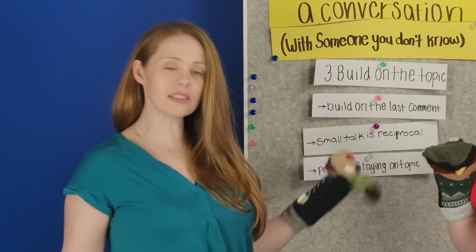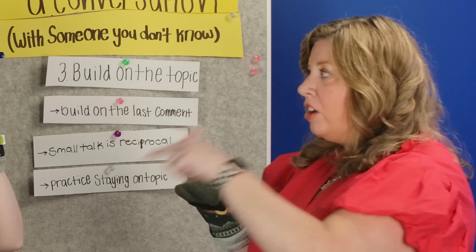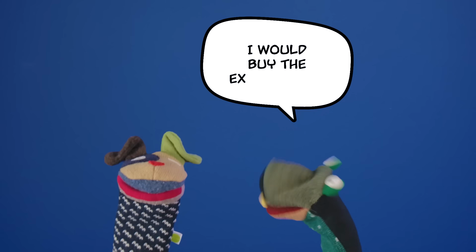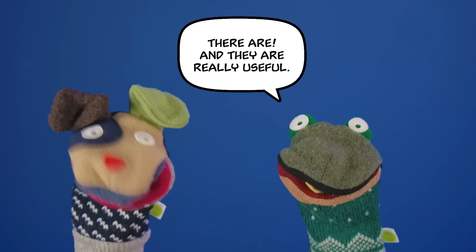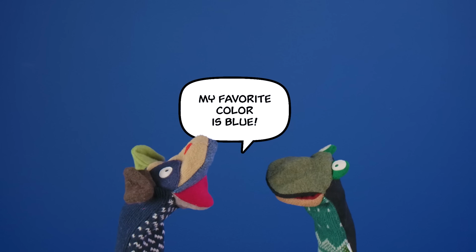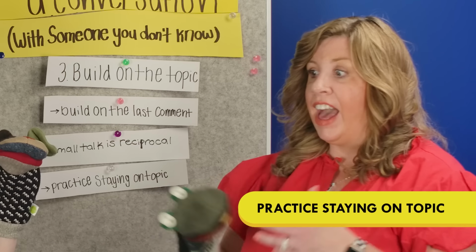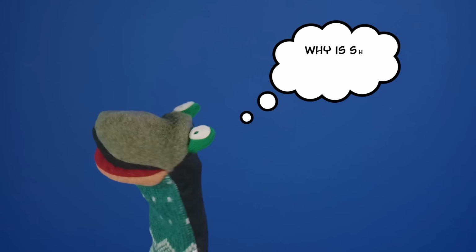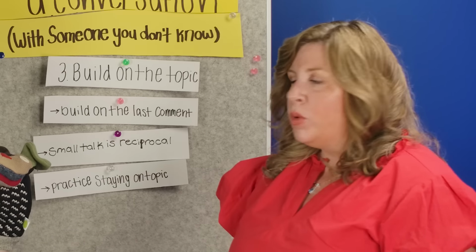I'm interested, but it's still inconsequential. I thought that it had to be something I don't care about. So you're steering the conversation towards something you're interested in. I'm going to tell you about this game, and I'm going to tell you that I would buy the extra pieces. Ooh, there are extra pieces? There are, and they're really useful. My favorite color is blue. No, is that not? And that's a left turn, right? And we totally do this with ADHD. We have these sort of offshoot conversations. But if I'm a stranger and I don't know you, I'm like, why is she saying something about blue? Right? I try to stay on topic. Does it always happen? No. It's nice to have guidance.